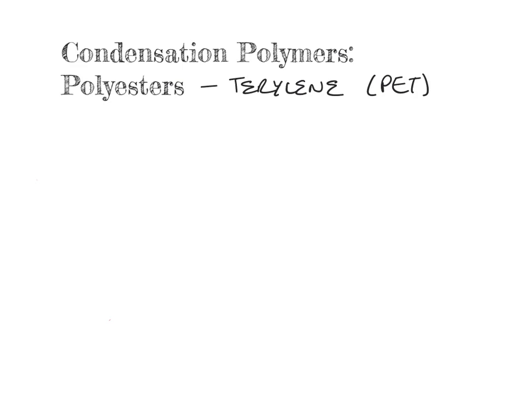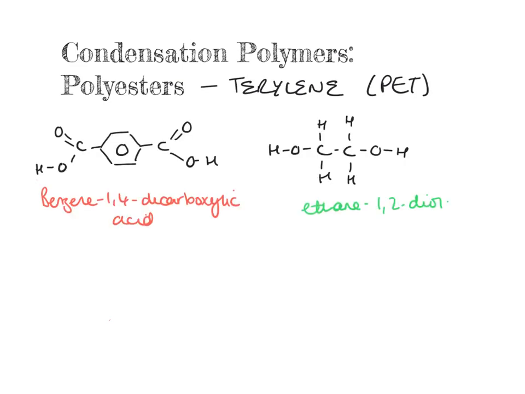So I'll show you the start materials for that. Okay, so there's your starter materials, benzene 1,4-dicarboxylic acid, as we saw before, and ethane 1,2-diol. And here is where your ester link is going to come in. These two are going to combine, release a molecule of water and form an ester link. So when they join together, I'll show you what the repeating unit will look like.